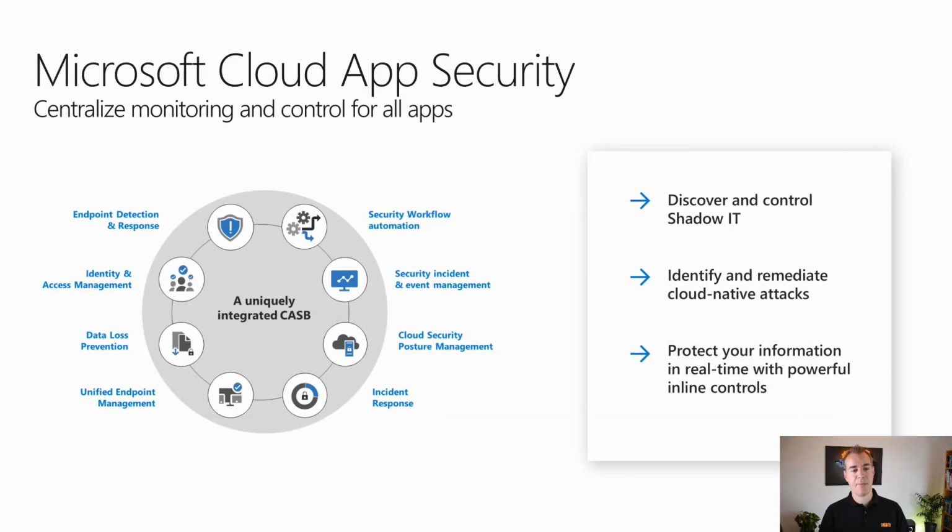So we have the unified app administration. Microsoft Cloud App Security is the place where this all comes together. It's centralized monitoring and control for these applications: endpoint detection and response, data loss protection, which is of course very important for data and BI. Honestly, this is one of the most killer features, together with Azure Active Directory, on security in Power BI that most people never talk about, but it's very important. You can discover and control shadow IT, identify and remediate cloud native attacks, and protect that information in real time with powerful controls.